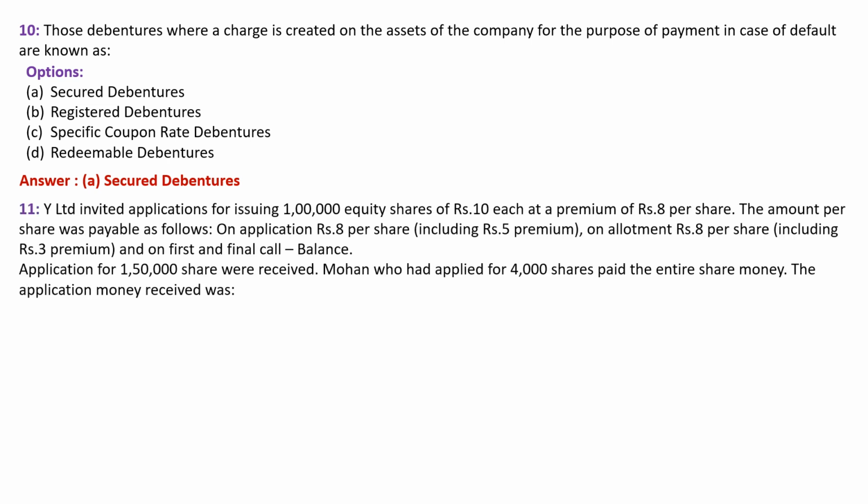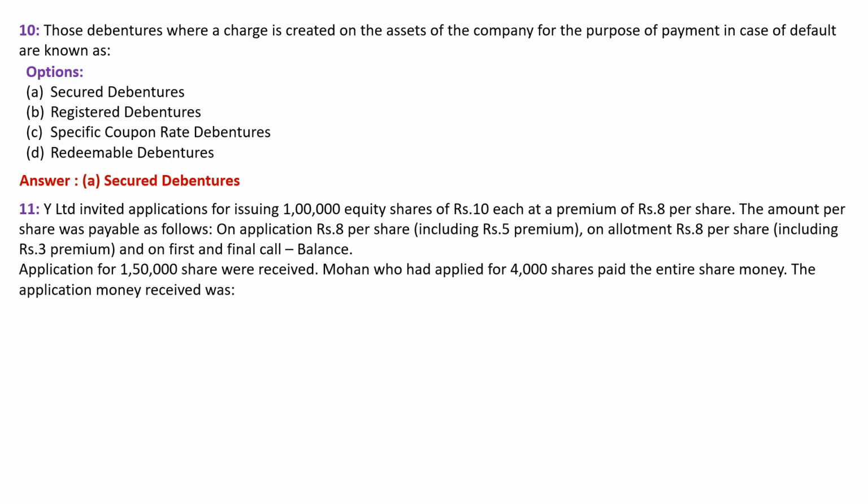Question number 11. Why Limited invited applications for issuing 1 lakh equity shares of rupees 10 each at a premium of rupees 8 per share, right? So 10 plus 8 is a total of 18 rupees to be collected for each share. The amount per share was payable as follows: on application rupees 8 per share including 5 premium, on allotment rupees 8 per share including 3 premium, and on first and final call it is the balance amount.